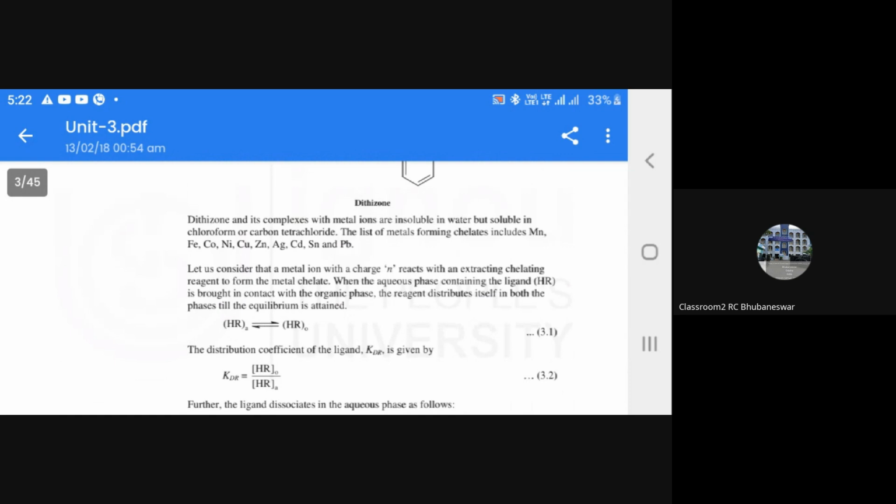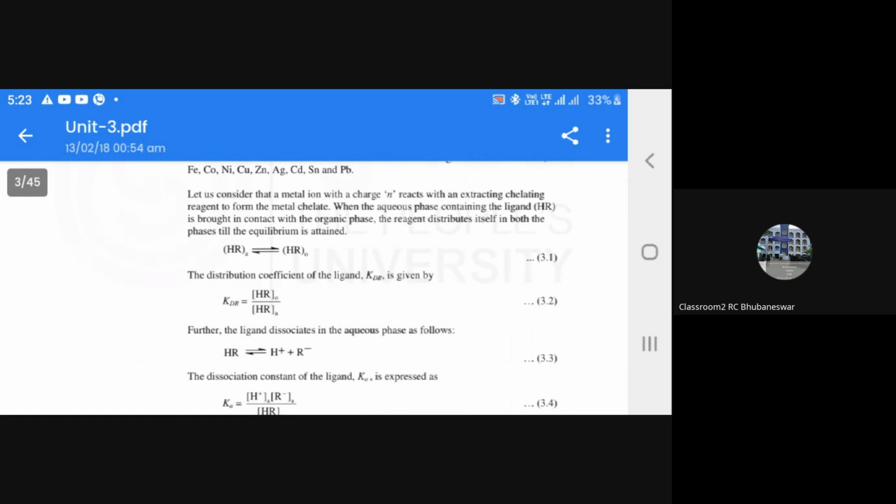Let us consider that a metal ion with charge n+ reacts with an extracting chelating agent to form the metal chelate. When the aqueous phase containing the ligand, abbreviated as HR, is brought in contact with the organic phase, the reagent distributes itself in both the phases till equilibrium is attained. So HR, the ligand, in the aqueous phase will be in equilibrium with the organic phase. Then what will be the distribution coefficient? It will be the concentration of HR in the organic phase to the concentration of HR in the aqueous phase.